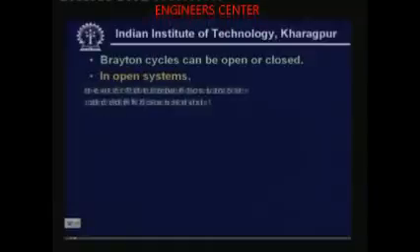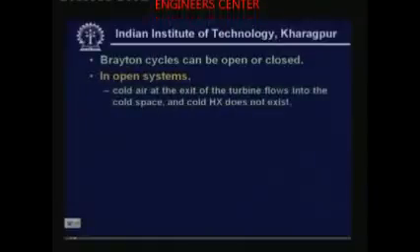In open systems, cold air at the exit of the turbine flows into the cold space and a cold heat exchanger does not exist. That means what we do in an open system is air from the turbine is directly released into the cold space. For example, if you are using it for aircraft cooling, you directly release the cold air into the cabin of the aircraft. So, the air gets heated up as it picks up the heat from the cabin, and then you take the air and send it to the compressor. So, you really do not have a low temperature heat exchanger.